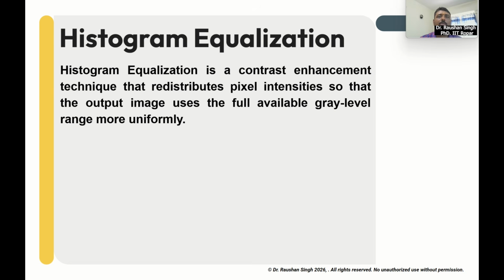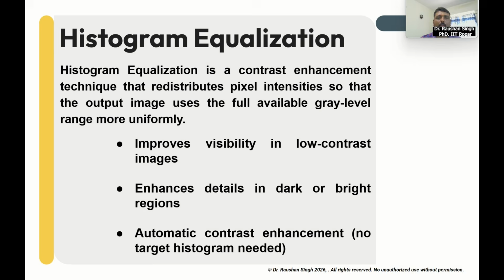And the same for machines: computer vision systems, robotic systems, or drone-based technology will be able to identify those pixel values clearly if they are uniformly, correctly distributed. So what are the main implementation and application-based benefits? It improves the visibility in low contrast images, where your eyes are not able to identify the minute details. There it will be very useful.